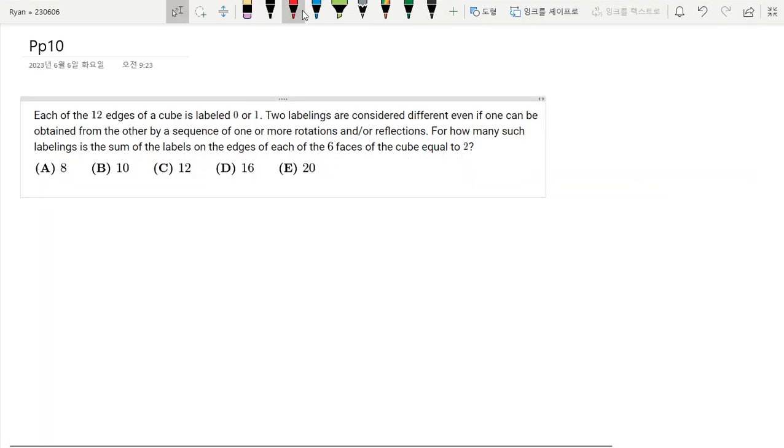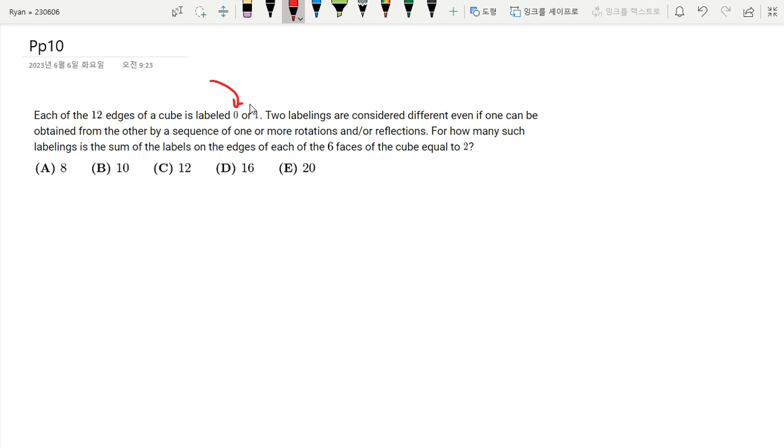So in this case, I'm going to use red color for 0 and blue for 1. And in this case, each face should have the number 2. That means there should be 2 blue lines and 2 red lines to make each face. That's the meaning of 2 in this case.